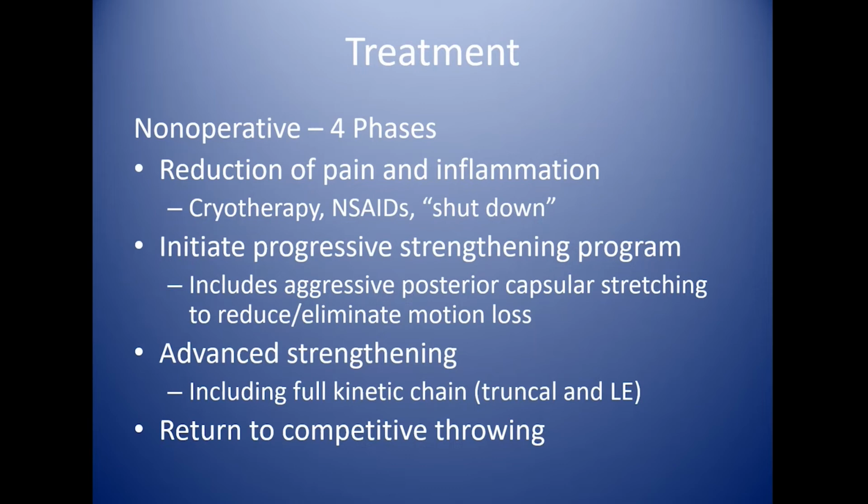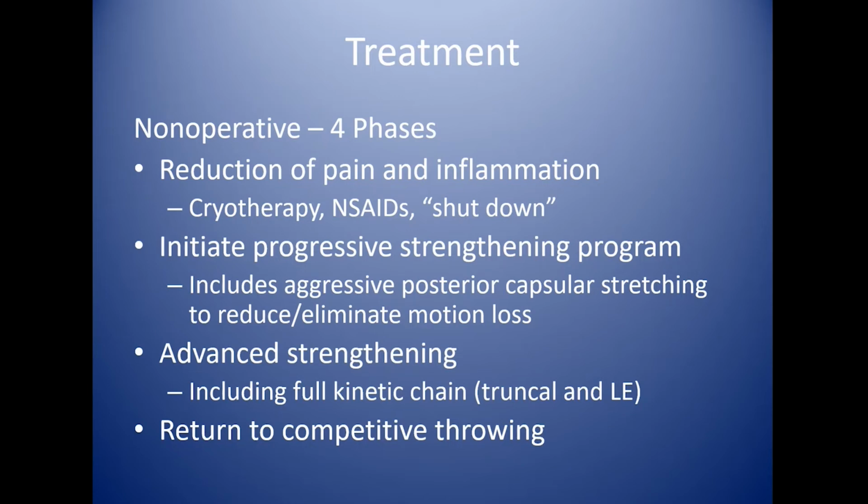So treatment of this, it was described in 4 phases. There's a very famous physical therapist by the name of Kevin Wilk who worked very closely with Jimmy Andrews and some of the guys that are taking care of a lot of the major league athletes for their throwing problems. And he described 4 phases of treating this. The first was reduce pain and inflammation. So icing, anti-inflammatories, and these guys are not throwing for 2 or 3 weeks right out of the gate.